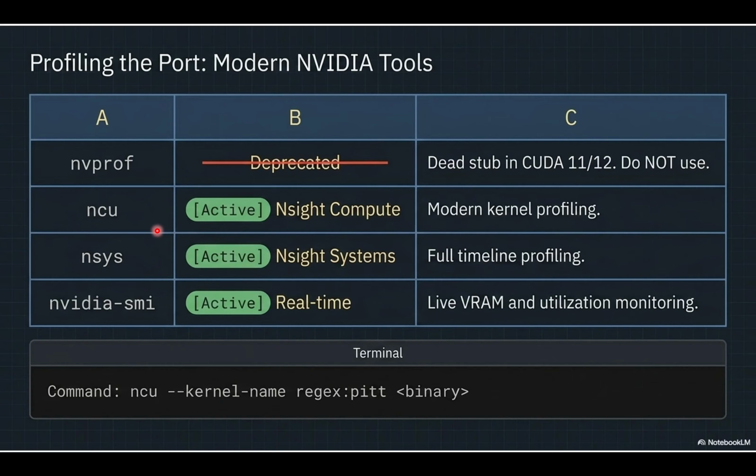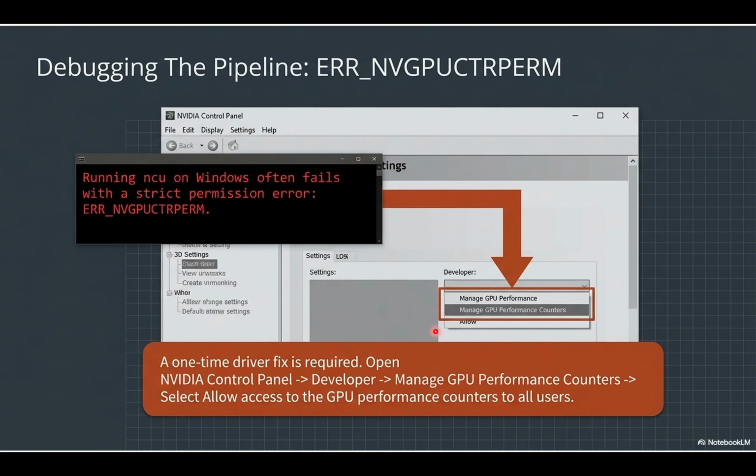But even with the right modern tools, the hardware doesn't just willingly hand over its telemetry. The notes detail a specific Windows bug they hit, the ERR_NVGPUCTRPERM permission error. Oh yeah, that one is a pain. It's a fundamental security block. By default, the Windows operating system will actively block third-party software, even legitimate diagnostic profilers, from reading the raw hardware performance counters on the GPU. So how do they get around it? To fix it, you have to manually dive into the NVIDIA control panel and grant an explicit permission override. It's exactly the kind of obscure one-time environmental friction that can stall a deployment for hours if you don't know what you're looking for. And once you get the profiler working, you have to fight the dependency manager.